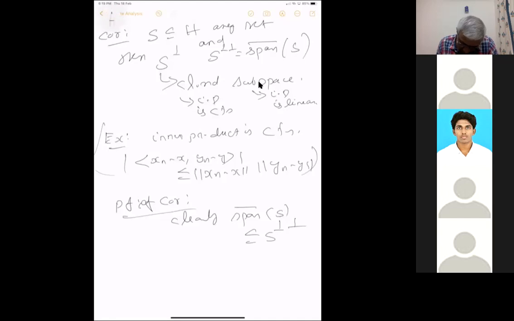So to prove the other way, S double perp is contained in span closure of S. So suppose x is orthogonal to S perp. Then it should be in the span closure of that.